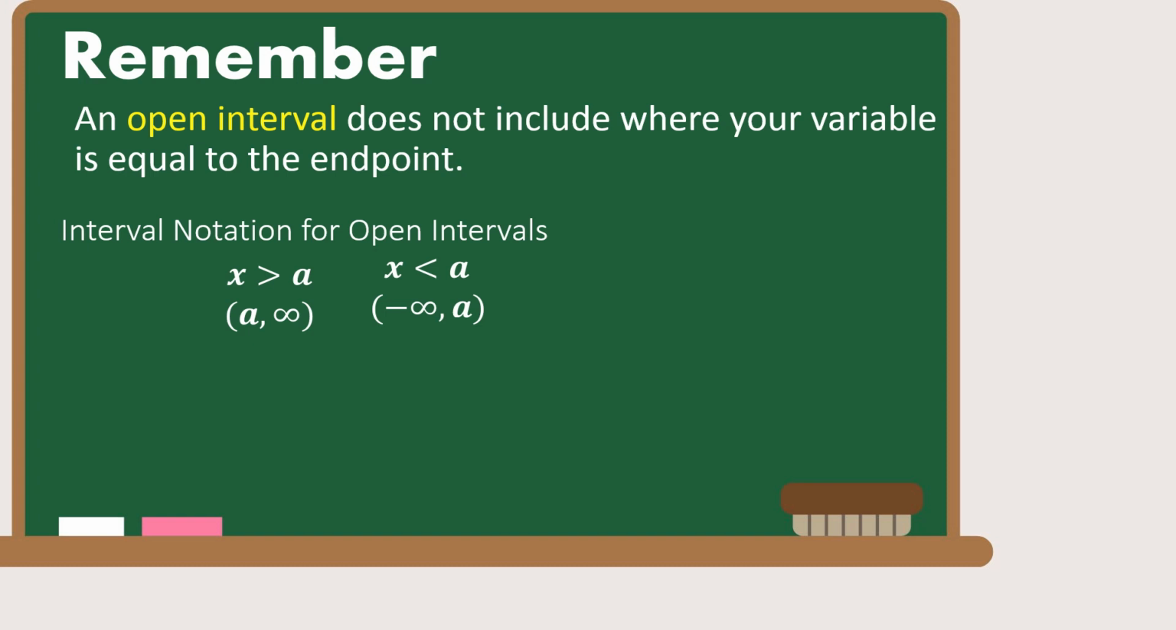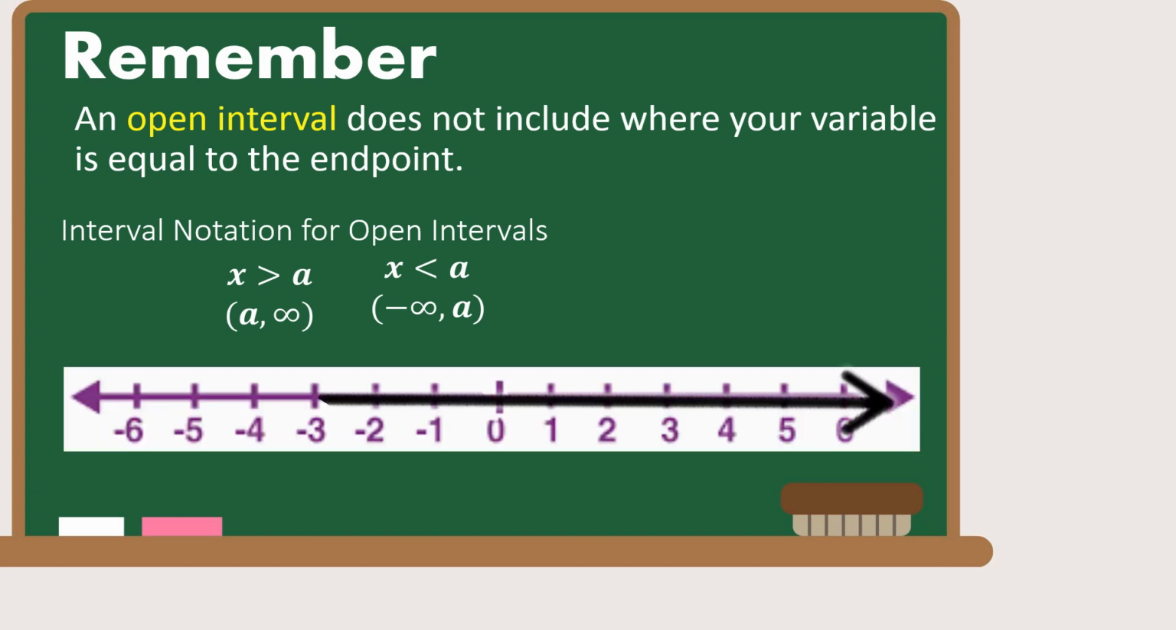Note that in the interval notations, you will see the symbol infinity. Positive infinity means it goes on and on indefinitely to the right of the number line. There is no endpoint to the right. For negative infinity, it means it goes on and on indefinitely to the left of the number line. Therefore, there is no endpoint to the left.